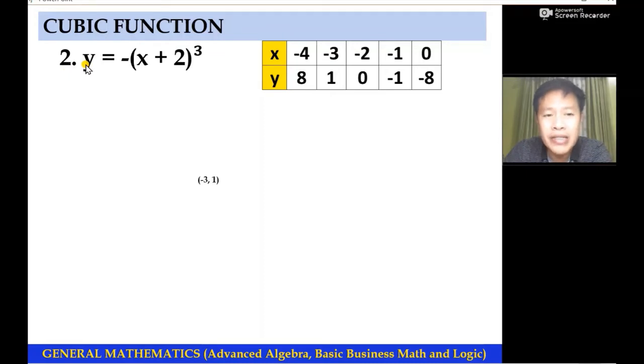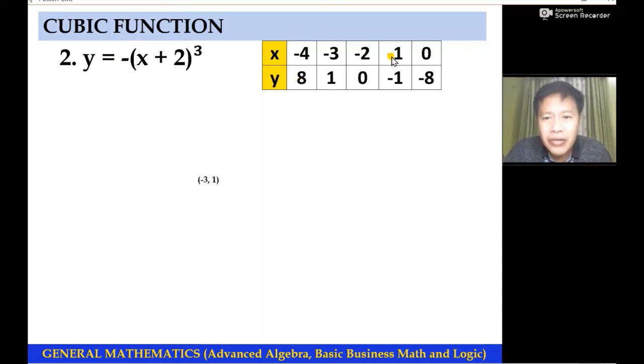This is just a mental solution because this is basic, students. Now, if x is equal to negative 4, negative 4 plus 2 is negative 2. Negative 2 raised to 3: negative 2 times negative 2 is 4. 4 times negative 2 is negative 8. Negative 8 times negative 1 is positive 8 already.